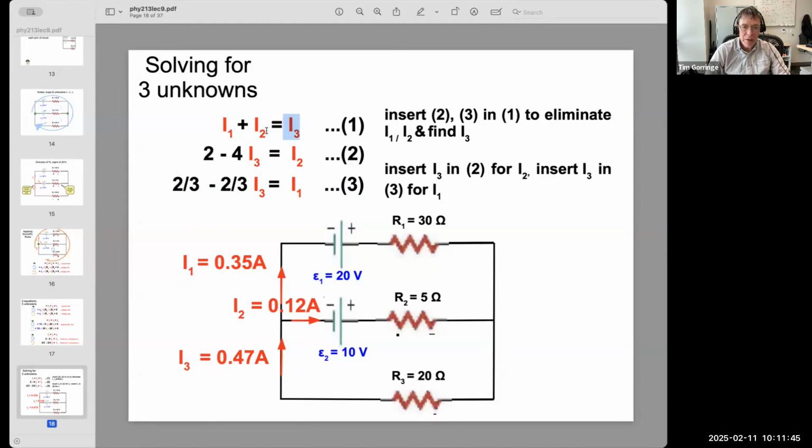I did that by replacing I2 in the first equation with I2 in terms of I3 from the second equation. I also replaced I1 in the first equation with this expression in terms of I3 from the third equation. So I'm plugging equation 2 and equation 3 into equation 1, which produces an equation that has just one variable in it. This is the magic of algebra. That is I3, and I can solve it for the numerical value of I3. I didn't show you all the calculation, but I got 0.47 amps. You can try this out for yourself.